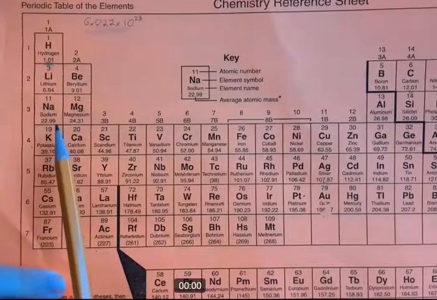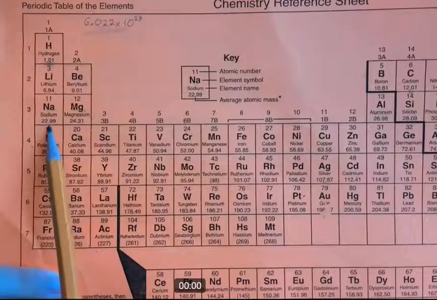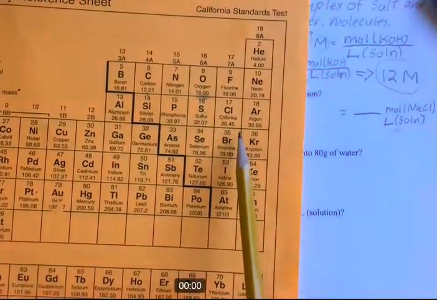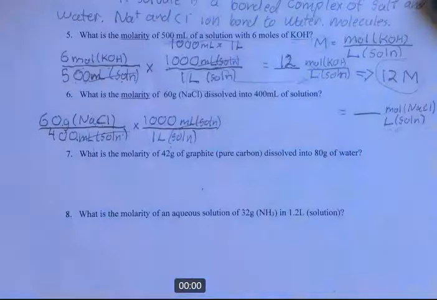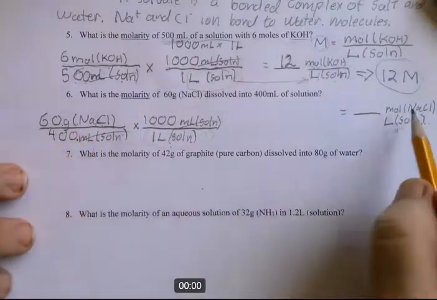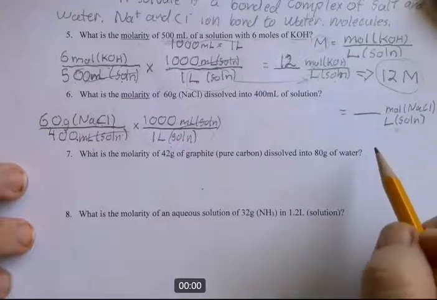Okay, so from the periodic table, sodium has a molar mass of 22.99. And chlorine has a molar mass of 35.45. And so we're just simply going to add those together to get the molar mass of salt. And that gives us 58.44. So what do we want to happen on the top? We want grams to disappear and moles to appear in the final answer.